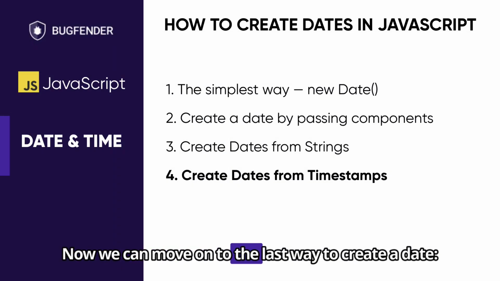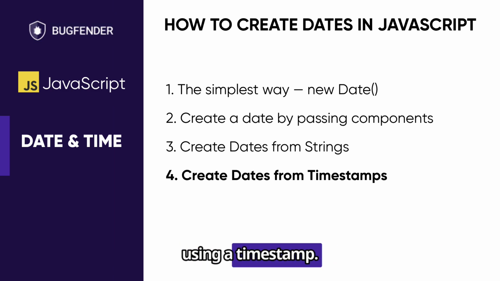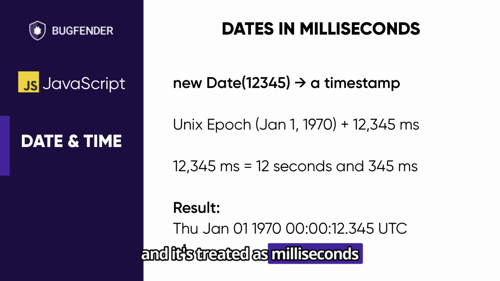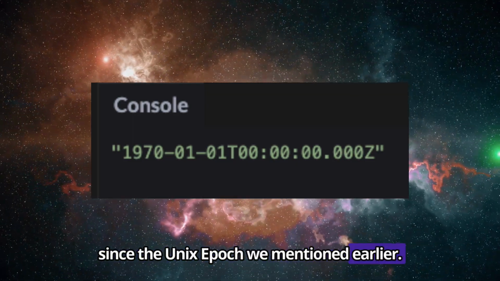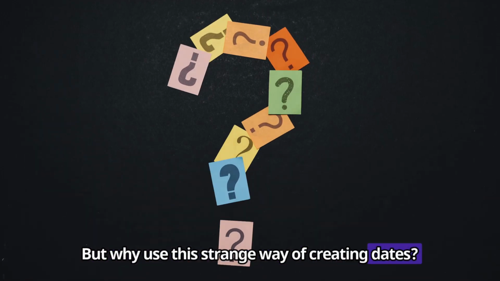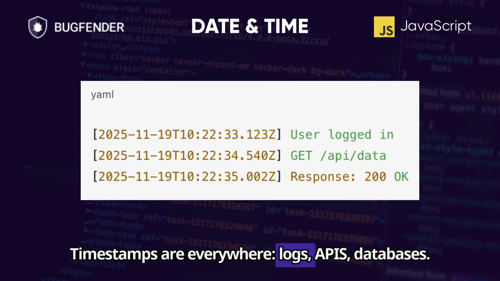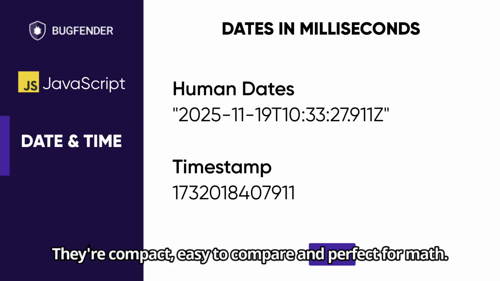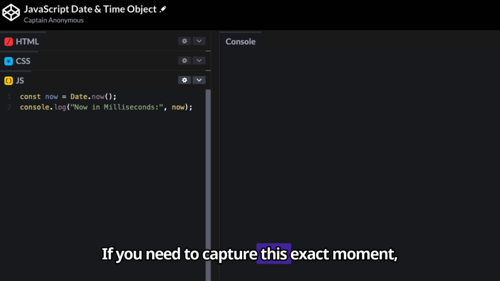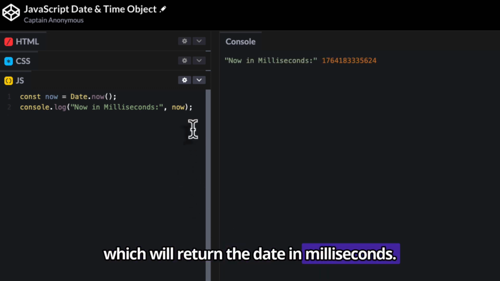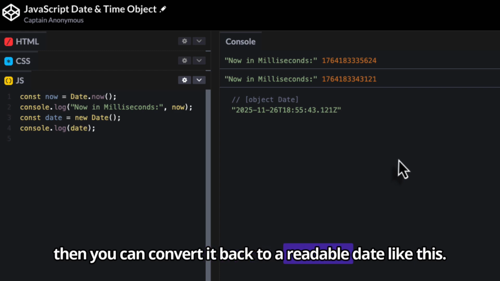Now we can move on to the last way to create a date, using a timestamp. You can pass a single number to the new Date constructor, and it's treated as milliseconds since the Unix Epoch we mentioned earlier. For example, this value corresponds to November 1st, 2025. But why use this strange way of creating dates? Timestamps are everywhere: logs, APIs, databases. They're compact, easy to compare, and perfect for math. If you need to capture this exact moment, you get the timestamp with Date.now, which will return the date in milliseconds. Then you can convert it back to a readable date like this.